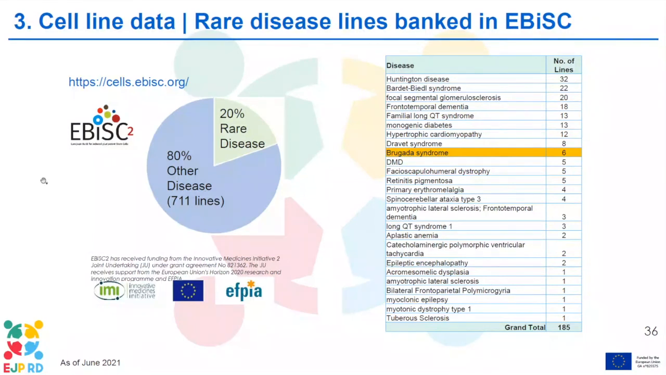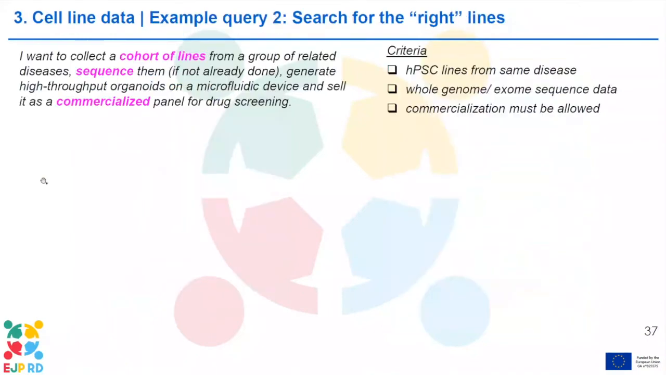Okay, so next I will do my second example query, which is going to be a little bit more complicated. So let's say we want to search for lines with a lot of different properties. For example, I want to collect a cohort of lines from a group of related diseases. I want to sequence them, generate high throughput organoids on a microfluidic device, and sell it as a commercialized panel for drug screening. So what are we looking for here? We want pluripotent stem cell lines from the same disease. We want some kind of sequencing data if it's available, and commercialization must be allowed for these lines.